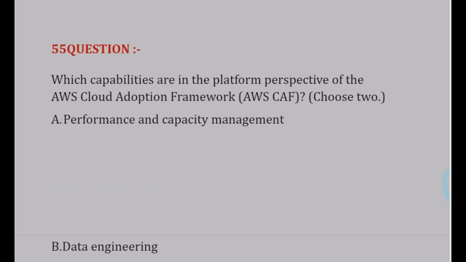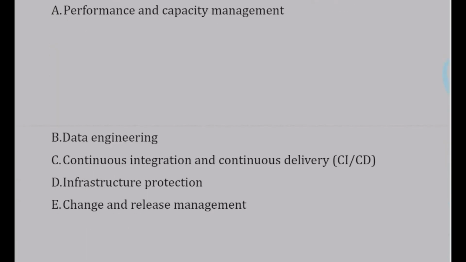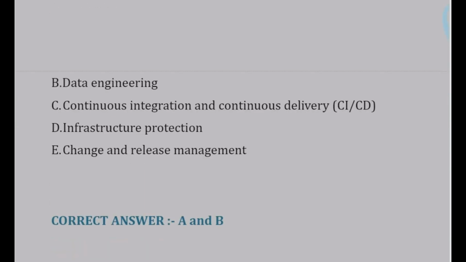Question is which capabilities are in the platform perspective of the AWS Cloud Adoption Framework, AWS CAF? Choose two options. Option A performance and capacity management. Option B data engineering. Option C continuous integration and continuous delivery, CI/CD. Option D infrastructure protection. Option E change and release management. Correct answer is option A and option B.